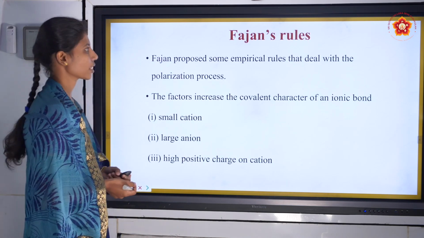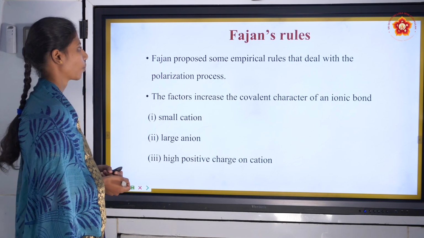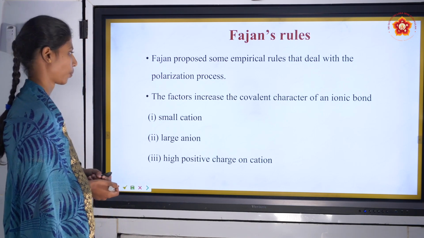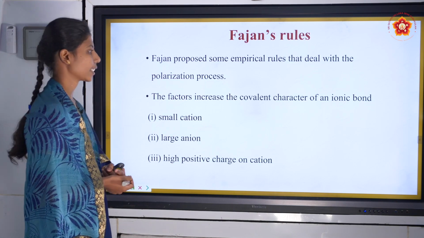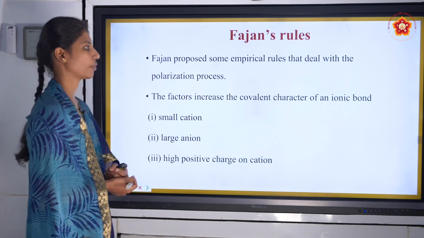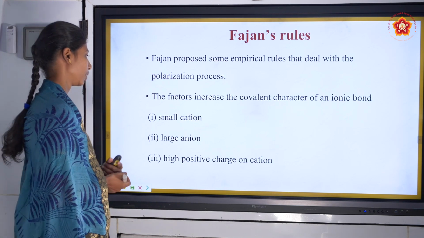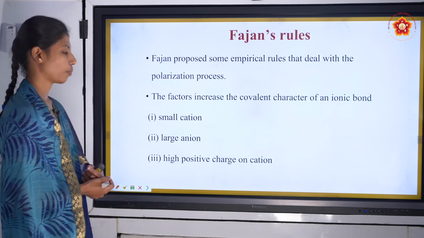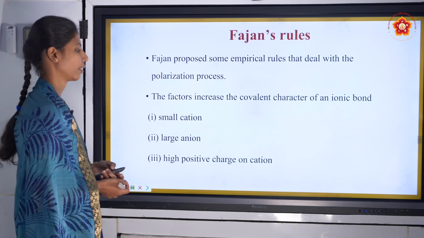Next, Fajans' rules. Fajans proposed some empirical rules that deal with the polarization process. The factors that increase the covalent character of an ionic bond: first one, small cation and large anion, and high positive charge on the cation.